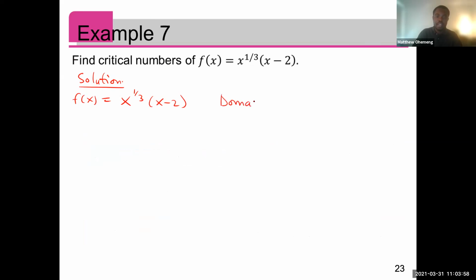Can anyone please help me with this? Do you know what the domain will be? What will be the domain for this function? Anybody? This will be very important. That's the first thing you have to find. Yes, what's the domain?